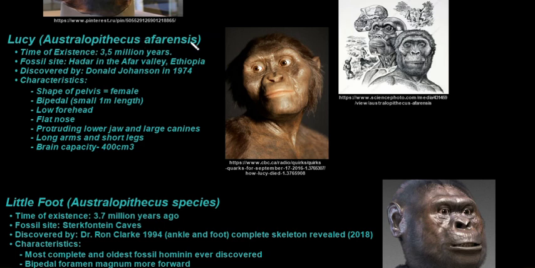Next is Lucy, Australopithecus afarensis. Now, time of existence, 3.5 million years ago. The fossil site is in Hadar in the Afar Valley in Ethiopia, discovered by Donald Johanson in 1974. Characteristics here: shape of the pelvis was female, bipedal, small, 1 meter in length, that's very tiny, a low forehead, flat nose, protruding lower jaw and large canines, long arms and short legs, and also still a fairly small brain capacity. So this is a reconstruction of Lucy, and then also what they do believe Australopithecus afarensis looked like on the right hand side.